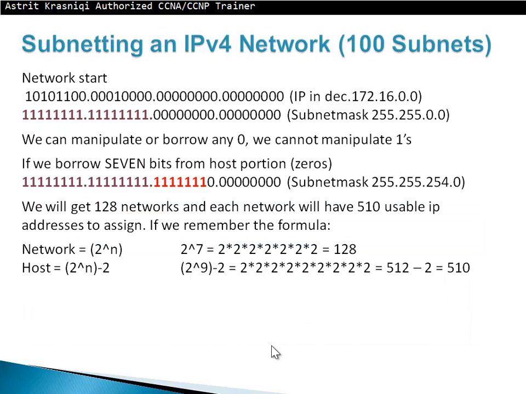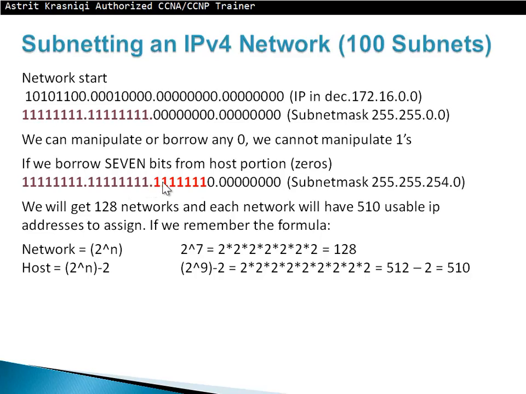Okay. Now we're gonna do a class B. So we're gonna need 100 subnets. We have the network ID 172.16.0.0 with a subnet mask 255.255.0.0. Again, we can manipulate or borrow zeros. We cannot manipulate or do anything with ones. So for 100 subnets, we need at least 7 bits borrowed, right?